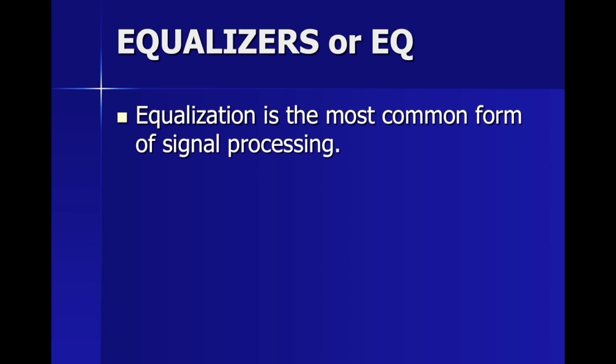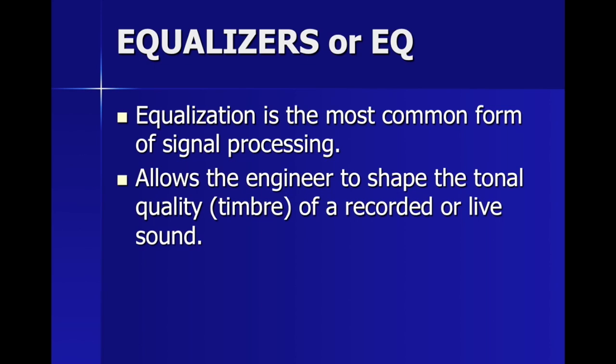Now, equalizers are the most common form of signal processing that we use in the studio. Engineers and music producers use it on just about every track that goes by, and it's very important in being able to shape the tonal qualities or the timbre of any kind of recorded or live sound, or the sound that's coming from a virtual instrument or a hardware synthesizer. Very few tracks get by a mix without being touched by EQ of some kind. So we use it to shape the frequency content of the sound.